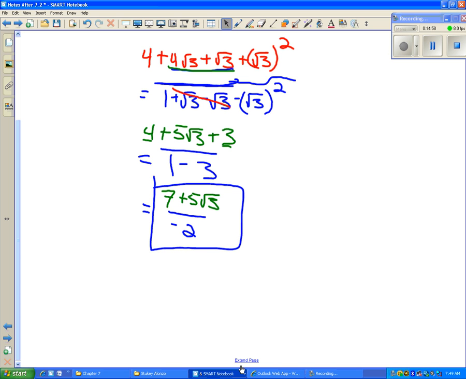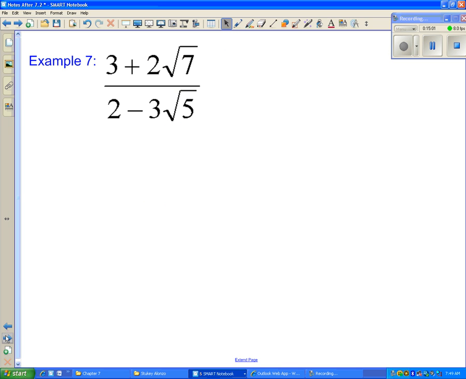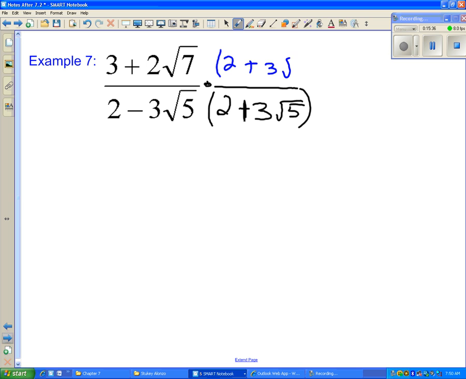One last example. This is the one that I showed you at the very beginning. I have a square root of 5 in the denominator. I want to get rid of it, so I'm going to multiply top and bottom by the conjugate. Let's start that over. Let's multiply by the conjugate of 2 minus 3 square root of 5. The conjugate is plus, so 2 plus 3 square root 5. What I do on the bottom, I need to do on the top. 2 plus 3 square root 5.